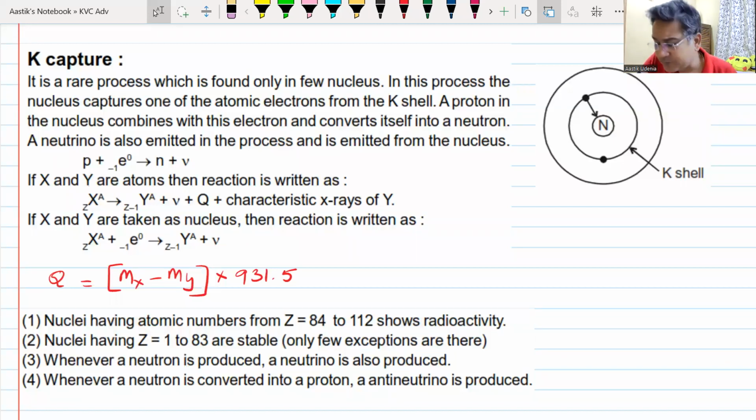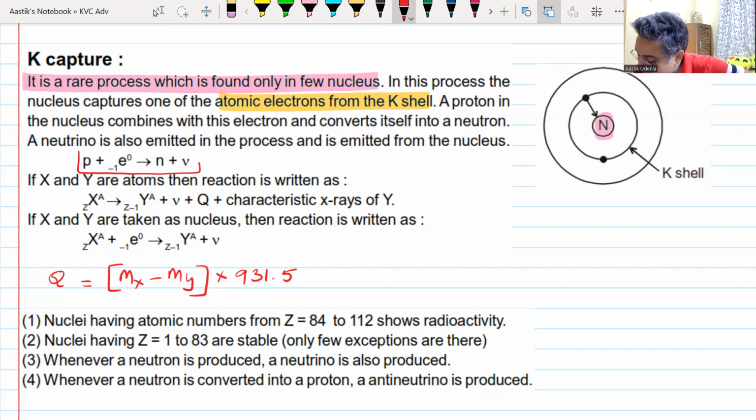Then there is this type of process. It is a very rare process, only found in a few nuclei. In this process, the nucleus is going to capture an electron from the K shell. Therefore, it is known as K capture. A proton in the nucleus will combine with this electron from the K shell. They will neutralize each other, giving rise to a neutron and a neutrino. This type of capture is known as K capture.